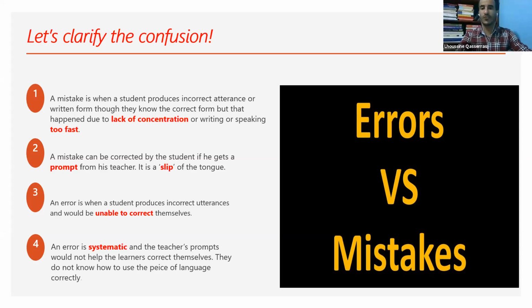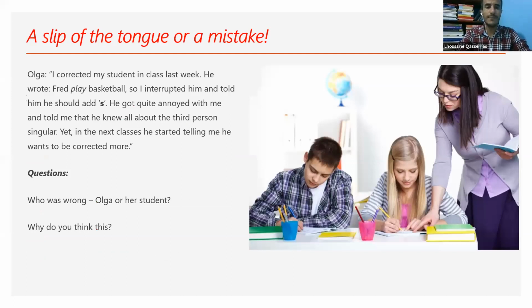All right, it is clear so far. Now, I guess the two are clear. So please try to clarify when you are talking about errors and mistakes, especially when you are talking about English language teaching. Is it clear, please? Good. A slip of the tongue or a mistake. Here we are going to study a situation.